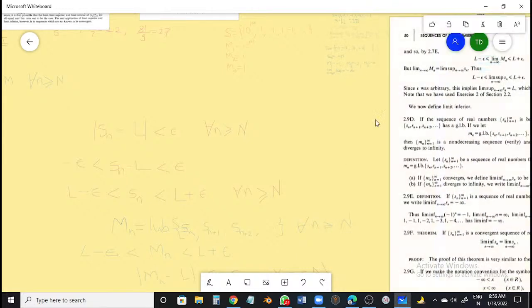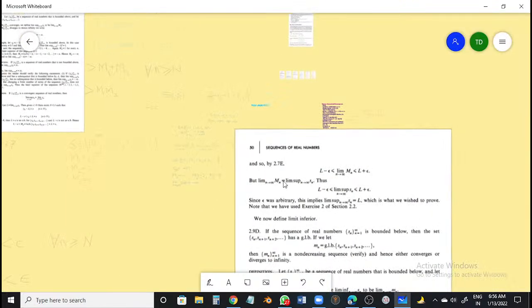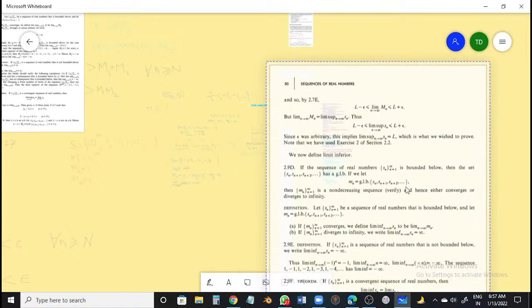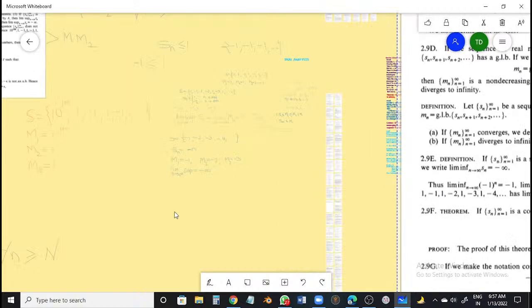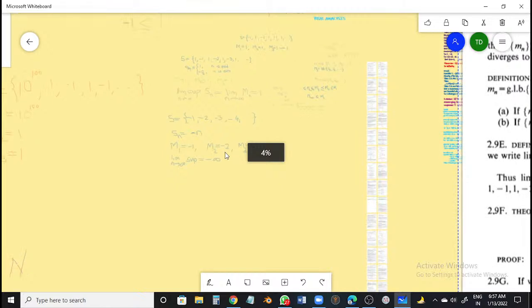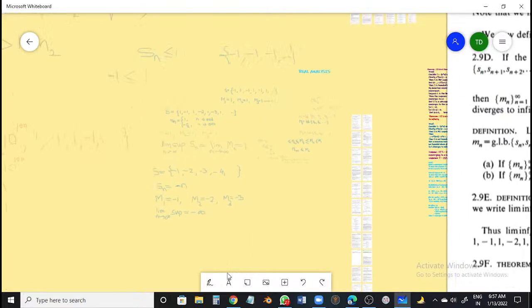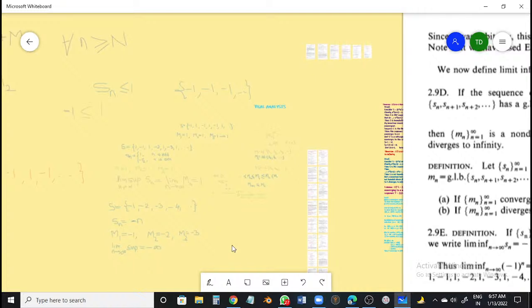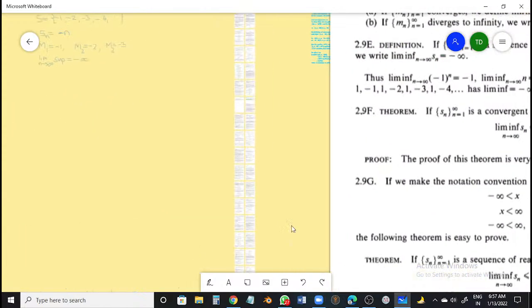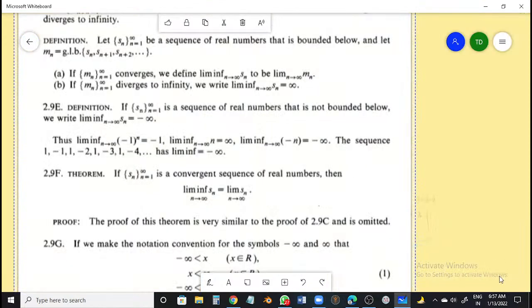Let us handle the same examples as we did already. So the sequence of minus 1, minus 1, likewise, okay, we have to take it separately. All right, I'll be taking it.